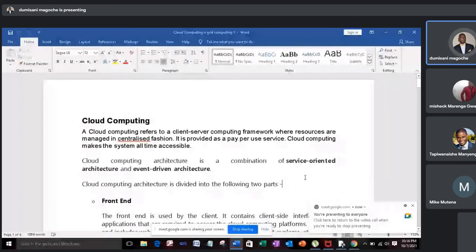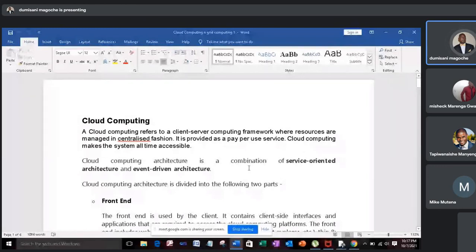I was saying distributed cloud computing and grid computing using their architecture diagrams. I had network challenges before, so I will just try to make this quick. Cloud computing refers to a client-server computing framework where resources are managed in a centralized fashion. It is provided as a pay-per-use service. Cloud computing makes the system accessible all the time.